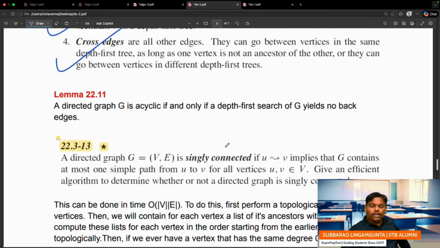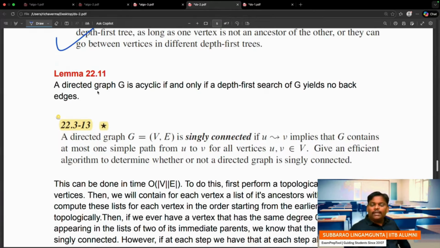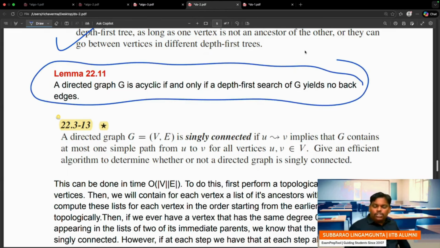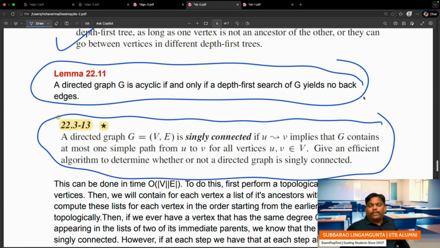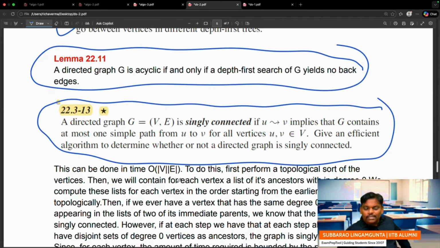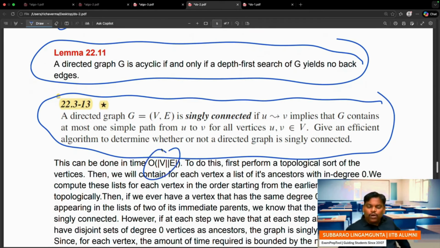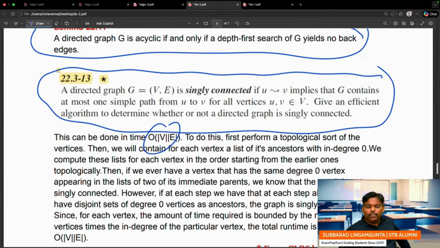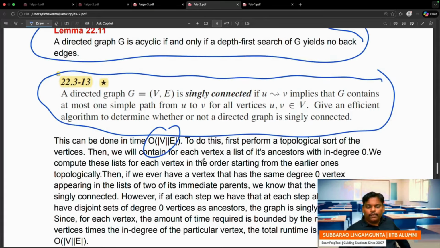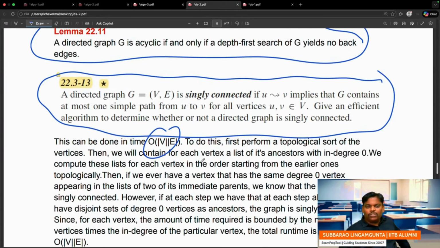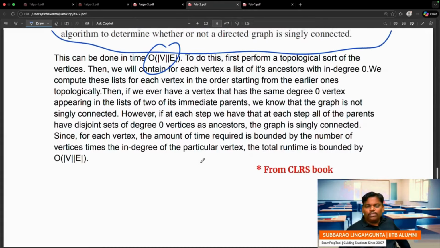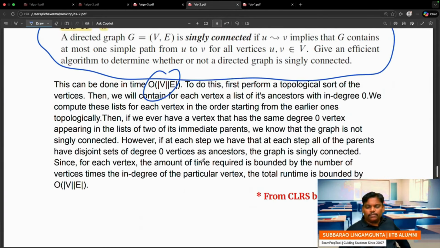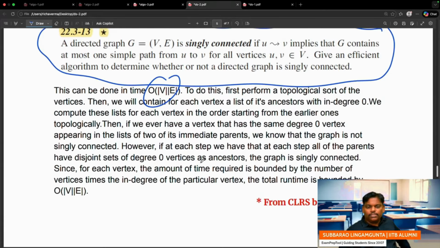Next one, there is one more theorem. A directed graph G is acyclic if and only if in the DFS there is no back edge. So this is also one theorem. This is one more: a directed graph is called singly connected if this condition is satisfied, and determining that can be done in order of V time. Those who are watching, please read this theorem also.